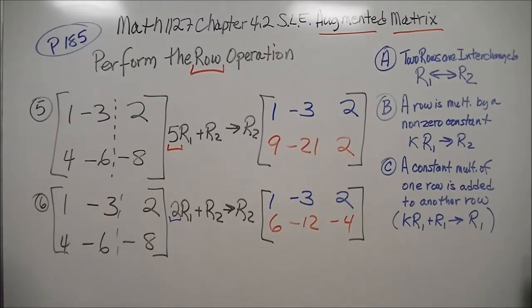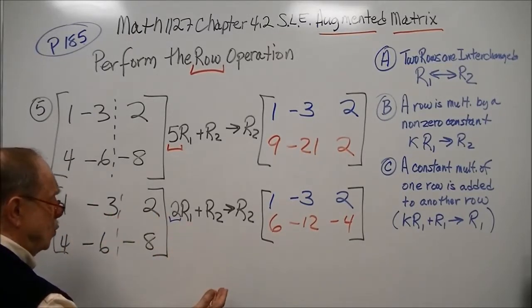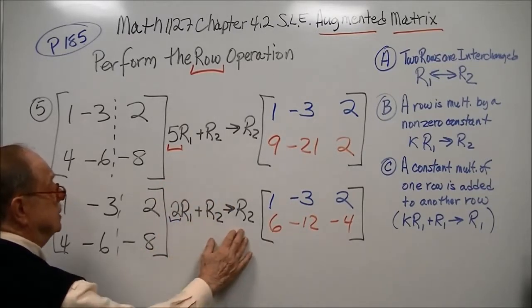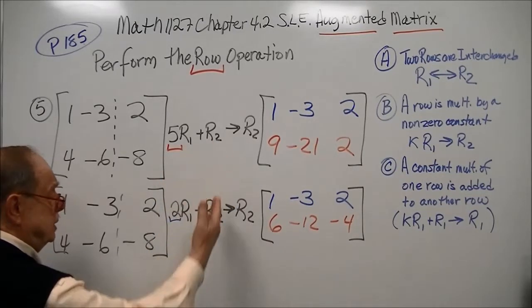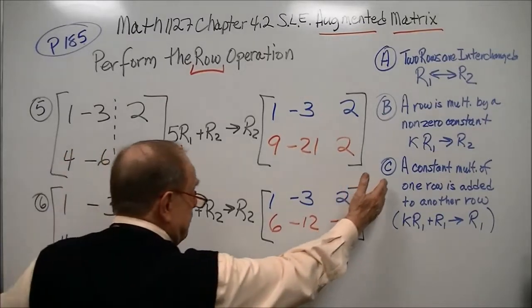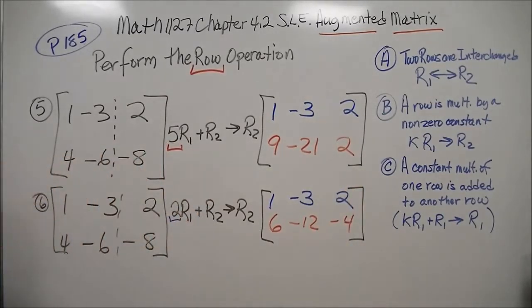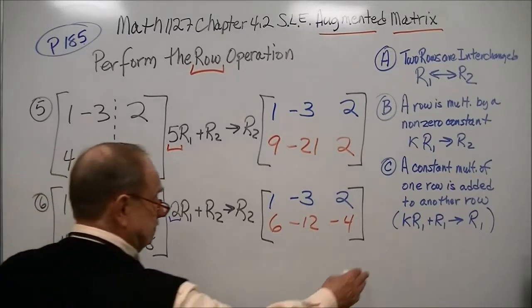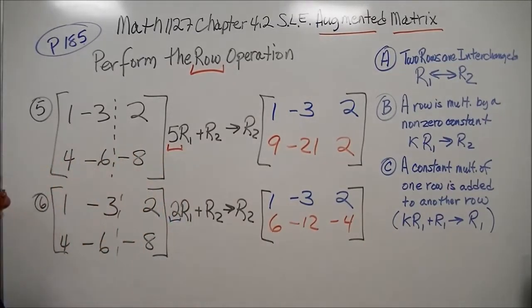And again, part of it is becoming acquainted with what you have to do. And if you can read your lines, and we've been using row C in a sense, a constant. The multiple of one row is added to another row. And it depends on your letters.